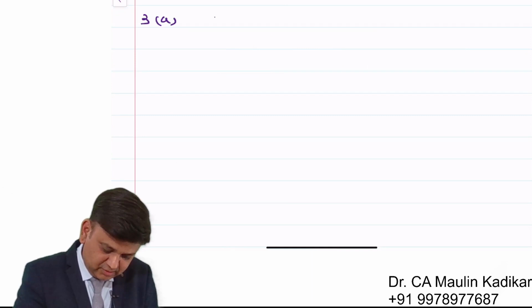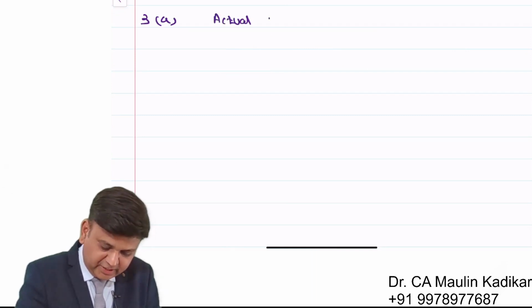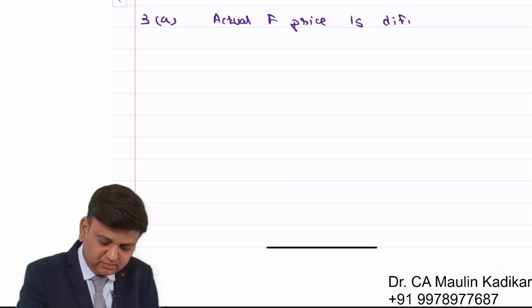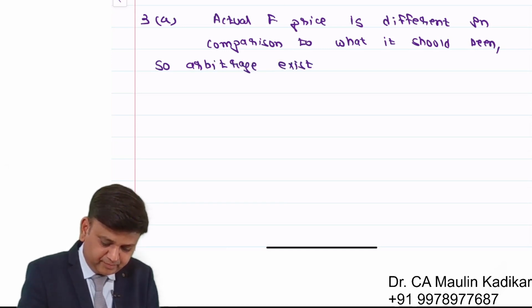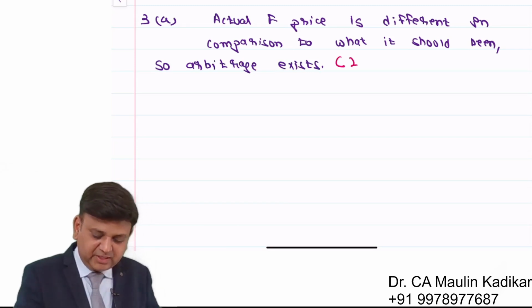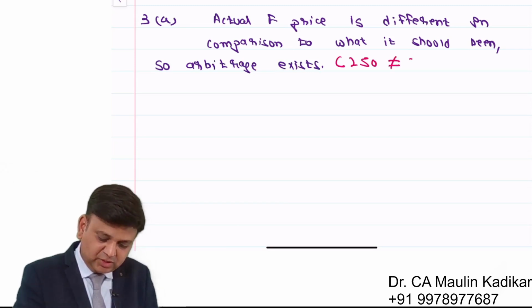Written answer. Actual F price is different in comparison to what it should have been, so arbitrage exists. In bracket, write down 250 is not equal to 235.